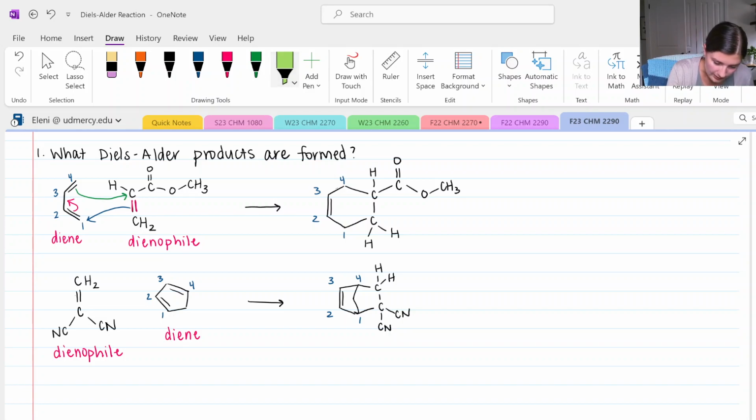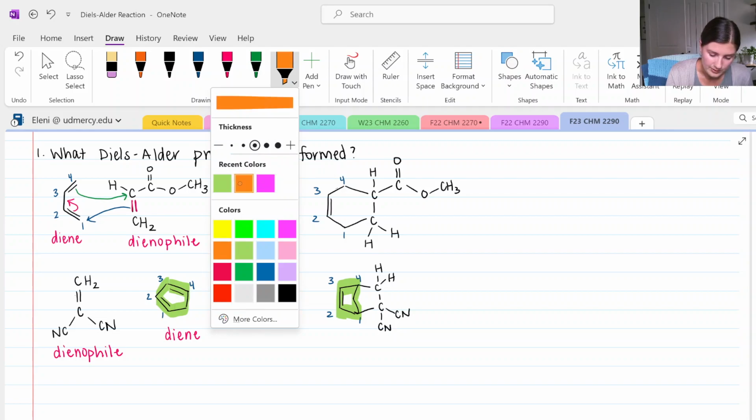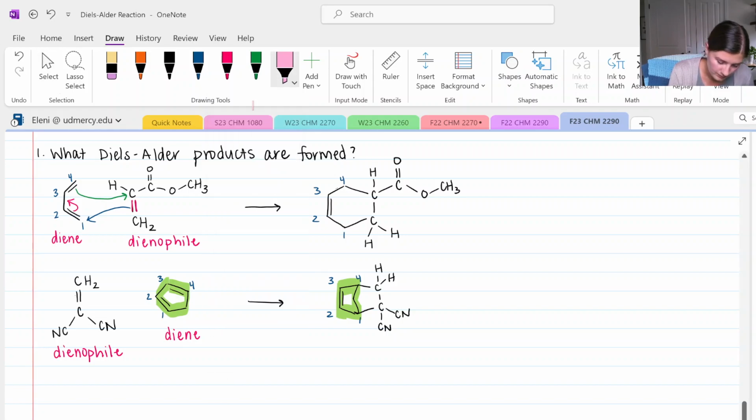So here, let's highlight the carbons in the diene. Here are the 5 carbons in the diene that are now in the product. And then if we do the same thing with the dienophile, those atoms are over here. And so we have what I mentioned as a bicyclic compound where we have 2 rings present in this molecule now.